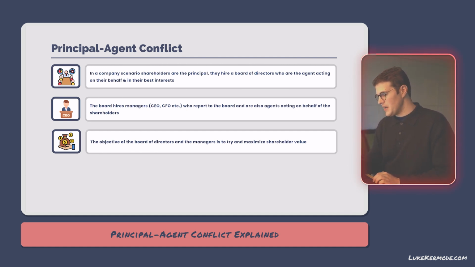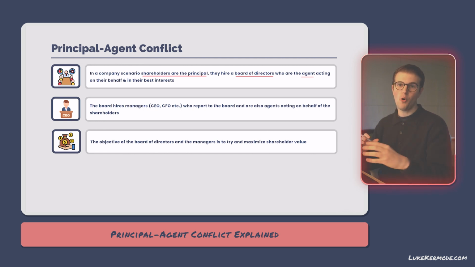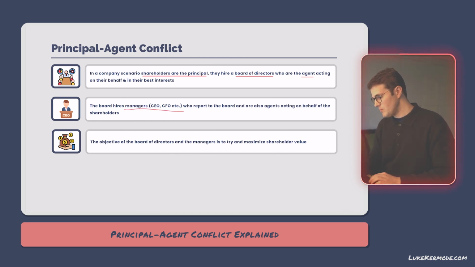So in a company scenario, the shareholders are the principal. So the owners of the company are the principal, and the board of directors, who are appointed by the shareholders, are the agent. And they act on behalf of the shareholders and always in their best interest. And then below the board, so the board's made up of your executive directors and your independent directors. Below the board sits your executive management team, which includes the CEO, CFO, who also can sometimes sit on the board. And they are also agents who act on behalf of the shareholders.